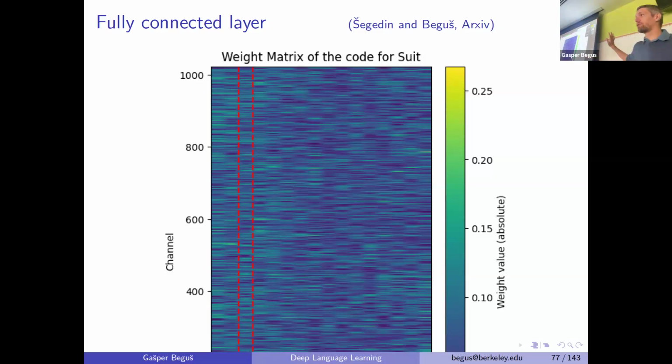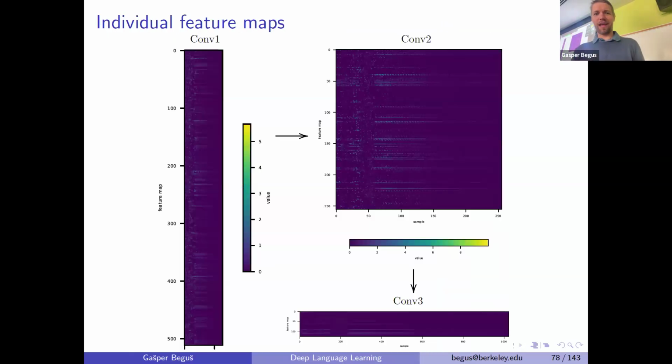We'll get back to the fully connected layer when I'm going to try to convince you that something very close to what formal linguists conceptualized as the merge operation happens in this layer. But stay tuned for that.